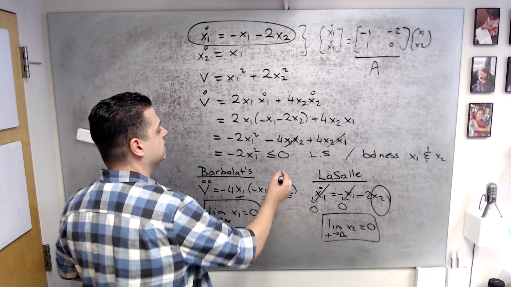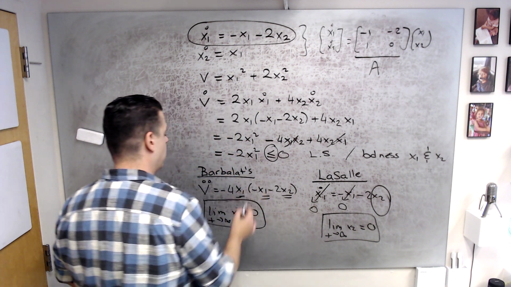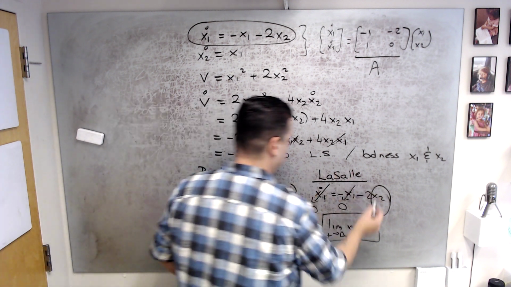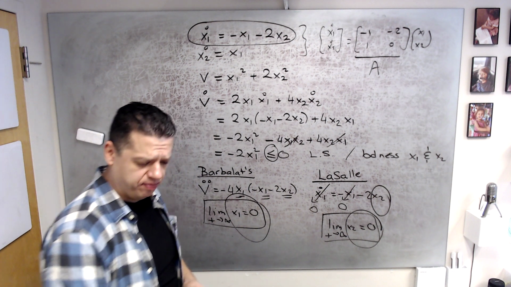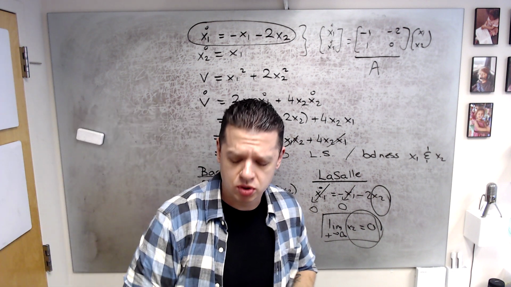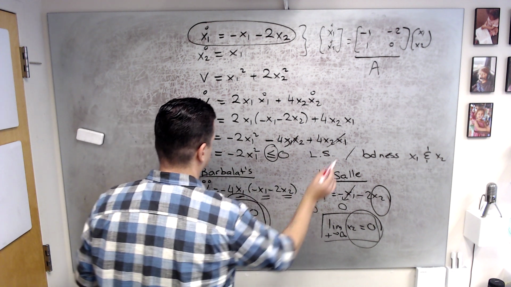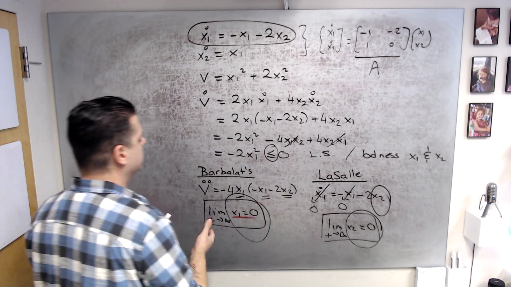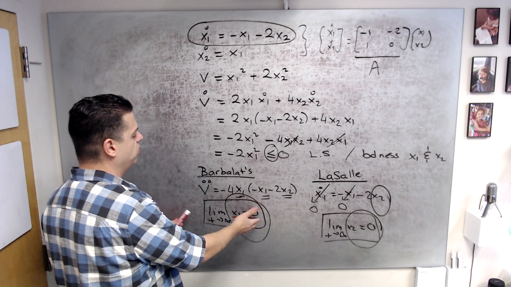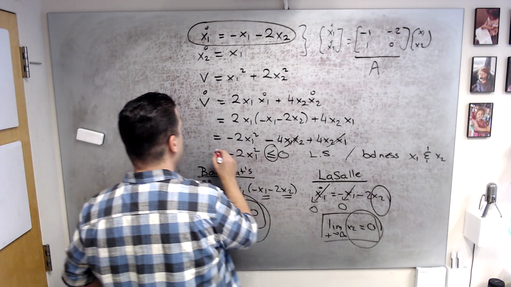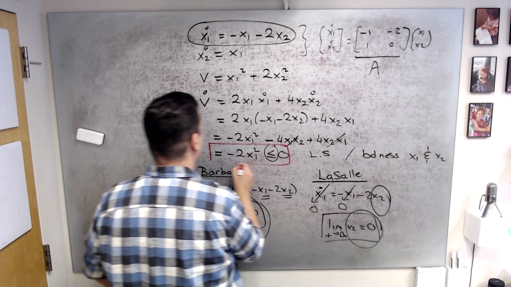So, we started with this. Thanks to Barbalat, we showed this. Thanks to LaSalle, we showed this. And again, you can read LaSalle from books. I mean, the main idea is the following, right? Or simply, you don't need to recover. You don't have to do it like this as well. You can start LaSalle from here, right?